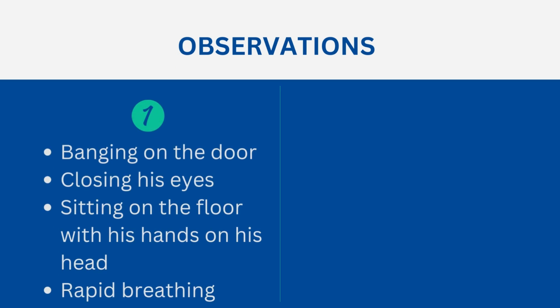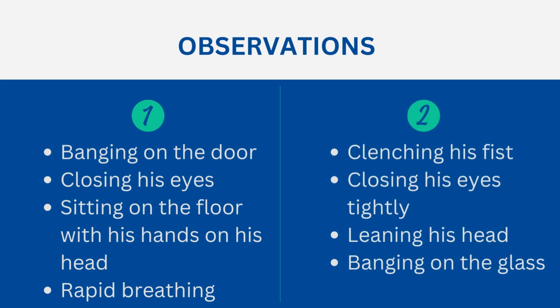What did you see? What observations were you able to notice? In the first video, we can see the gentleman was banging on the door, closing his eyes, sitting on the floor with his hands on his head, and breathing rapidly. In the second video, we could see him clenching his fist, closing his eyes tightly, leaning his head on his arm, and banging on the glass.